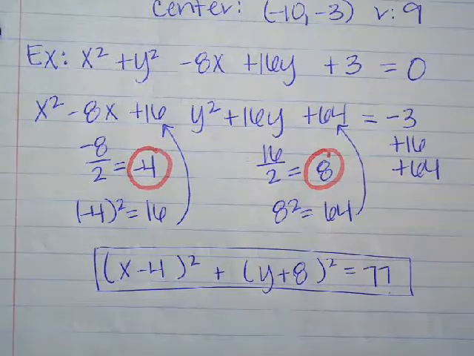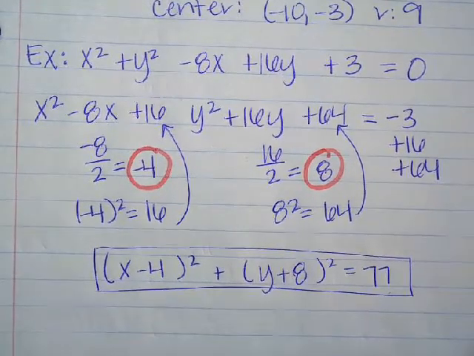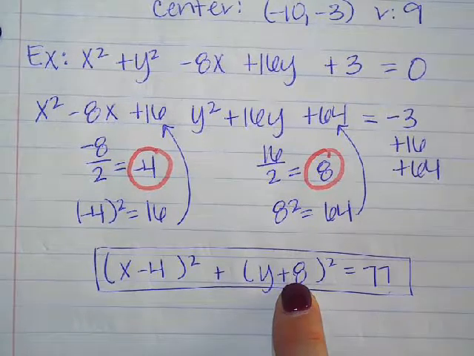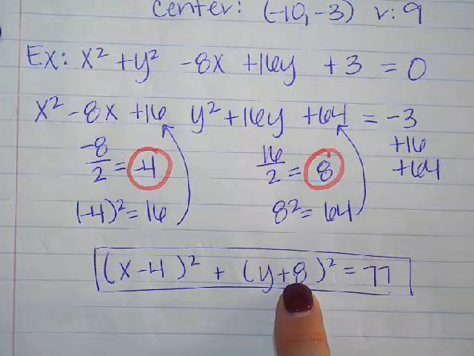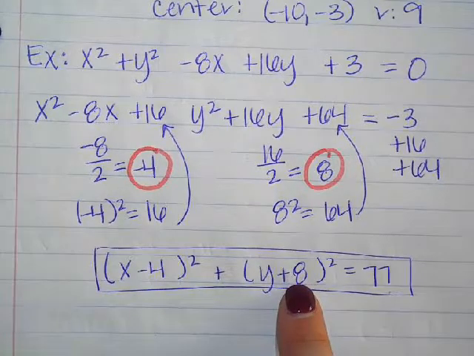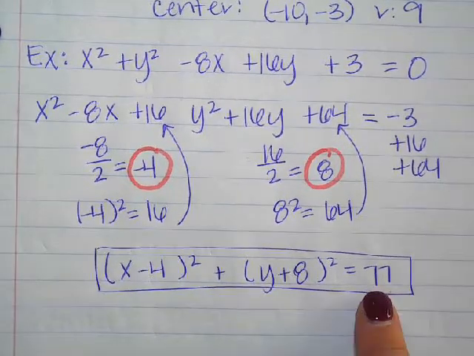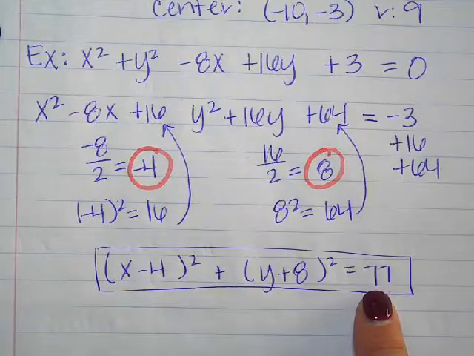What's the center of this circle? 4, negative 8. Okay. What's the radius of the circle? Square root of 77, which would be a decimal. Yeah, I would leave it as square root 77 unless they wanted me to graph it. And then I'd be like, ugh, let me write down that stupid decimal. And then I'd graph it.